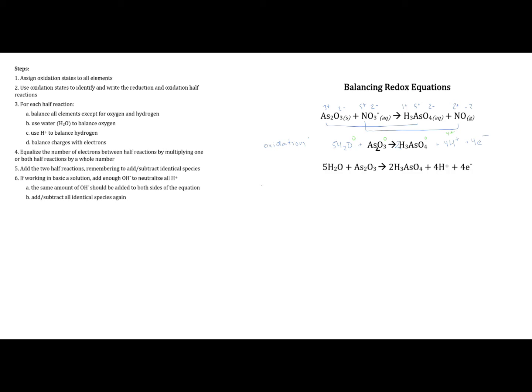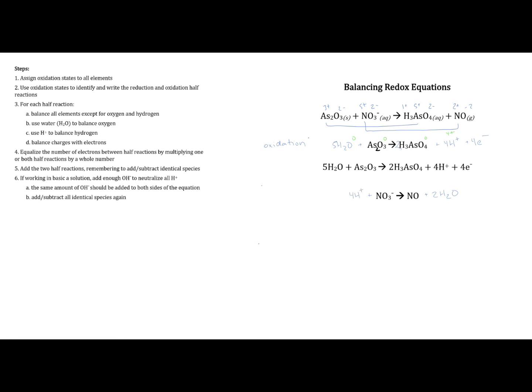Now let's deal with our nitrogen. Again, here are our species containing nitrogen. Thankfully, my nitrogens are balanced, so I don't have to mess with that. Let's balance our oxygens. So we need to add 2 waters to the right-hand side. Now we need to balance our hydrogens. Let's add 4 protons on the left.